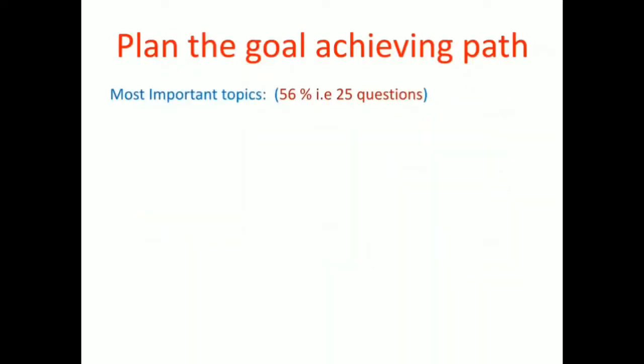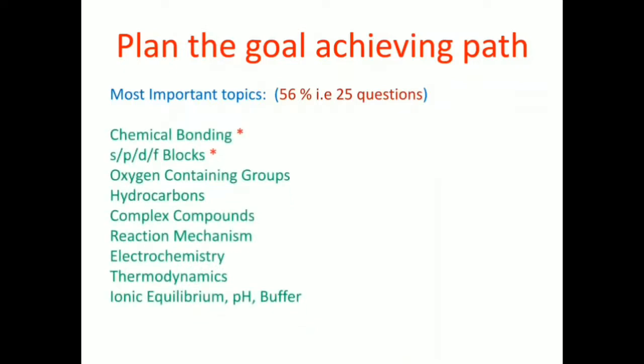Next, I have divided the topics into most important topics, medium important topics and least important topics. Most important topics are those from which 56% of the questions come, that is approximately 25 questions from 45. So let's see what these topics are. This is the list of topics which I consider most important. You can pause this video or take a screenshot of it. If you can see, there is a red asterisk, which means that out of these topics, these 2 topics are very important. But please guys, study all of these topics because 56% of your questions will be from them. So don't leave any topic from this.